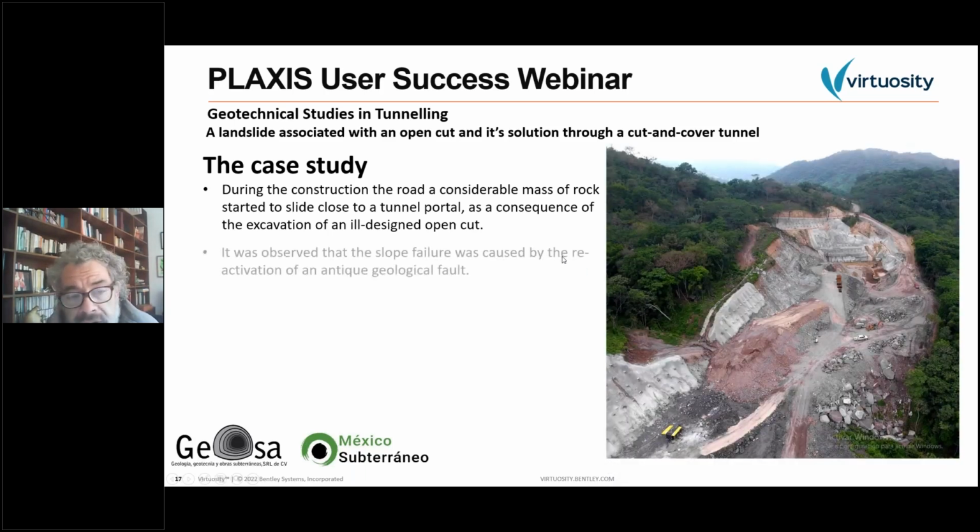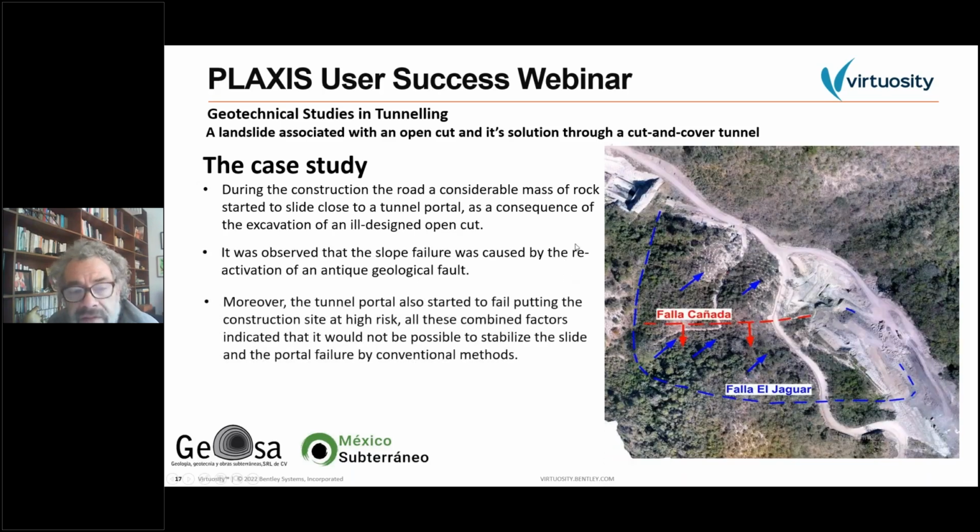So now you can see this. This is an aerial view of the main geological structures. You can see in color blue the main fault, which we call Falla El Jaguar, and there was this other fault which we call Falla Cañada, and the combination of these structures produced this movement.